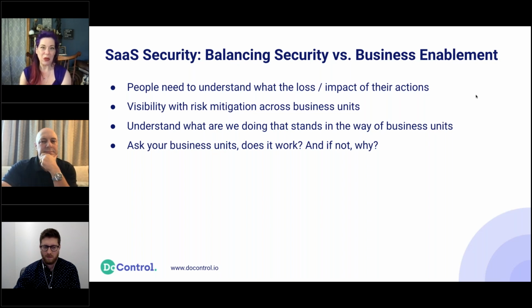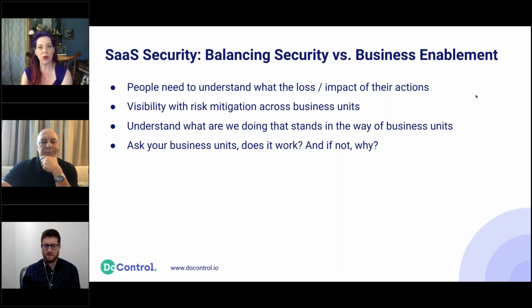Making sure that your workforce is educated and also feels empowered to speak back and to give feedback to the security and technology sides of your house about what works well and what does not work well. And really listening to your workforce about what stands in their way and what you can do to get out of their way.